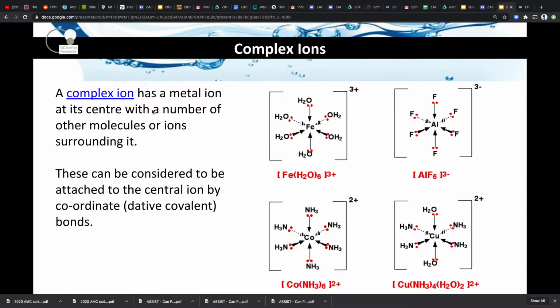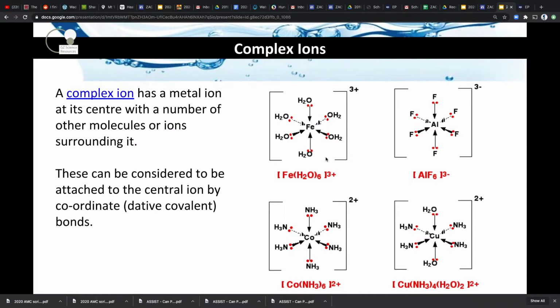So a complex ion has a metal ion at its center with a number of other molecules or ions surrounding it. So it can have neutral molecules that are attracted to that metal ion, or it could have other negatively charged ions attracted to that metal ion. So we have a bunch of complex ions here. So overall, the whole species has a charge. And what kind of shape is this, where we have 6 water molecules attracted to an iron in the center?